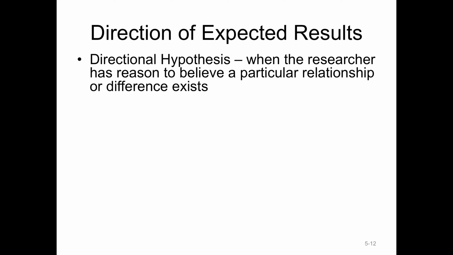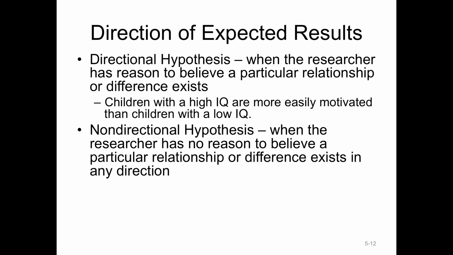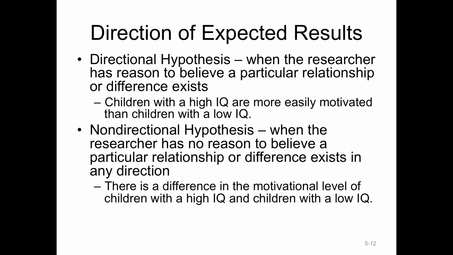This applies when the researcher has a reason to believe a particular relationship or difference exists: children with high IQ are more easily motivated than children with low IQ. A non-directional hypothesis is used when the researcher has no reason to believe a particular relationship or difference exists, so not one group is better than the other. There may be a difference, but you don't know necessarily, or you're not deciding beforehand what direction it will be. So there is a difference in the motivational levels of children with high IQ versus children with low IQ.